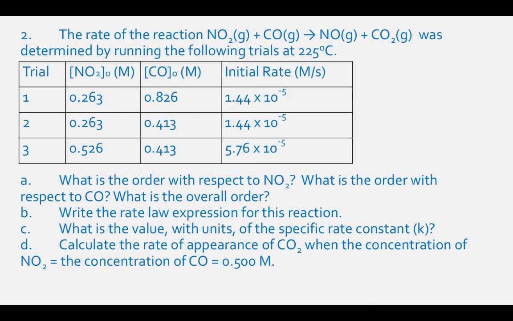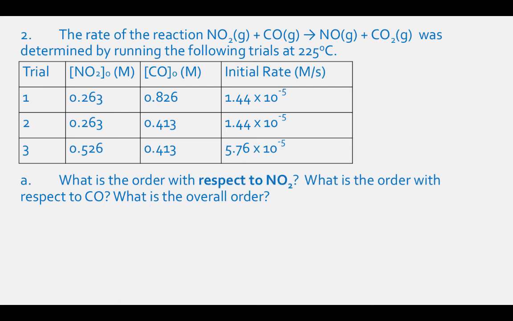2. The rate of the reaction NO2 gas plus CO gas results in NO gas plus CO2 gas was determined by running the following trials at 225 degrees Celsius. A. What is the order with respect to NO2? What is the order with respect to CO? What is the overall order? B. Write the rate law expression for this reaction. C. What is the value with units of the specific rate constant, K? D. Calculate the rate of appearance of CO2 when the concentration of NO2 equals the concentration of CO equals 0.500 mole.